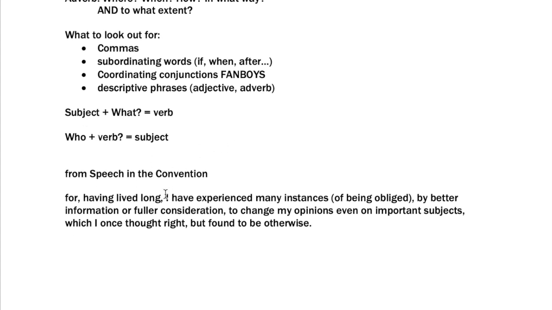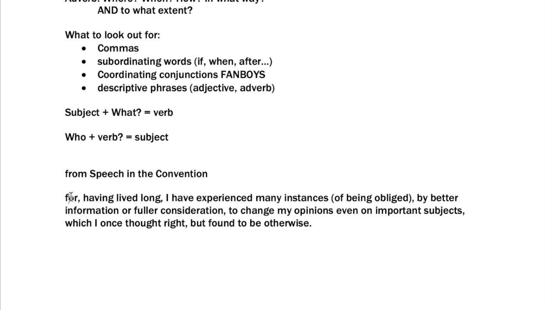Now let's jump into an actual sentence. I'm going through this essentially for the first time, so I'm grappling with it with you, and we're going to go ahead and take a look at this. So, for having lived long, I have experienced many instances of being obliged, by better information or fuller consideration, to change my opinions, even on important subjects, which I once thought right, but found to be otherwise.